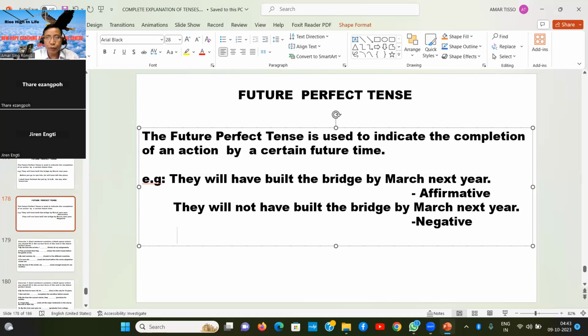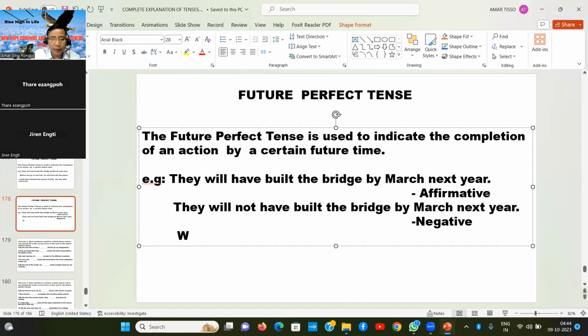Let's change this to interrogative. They will have built the bridge by March next year. That's affirmative. Let us change it to interrogative. Okay, Sadin will, yeah. Jiren or anyone? Yes, Jiren will try. Anyway, you can try, Jiren, if Sadin already knows this. You can try, Jiren.